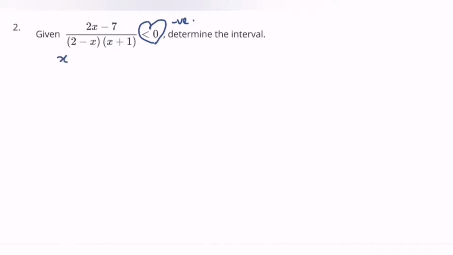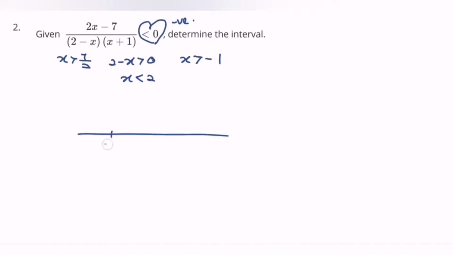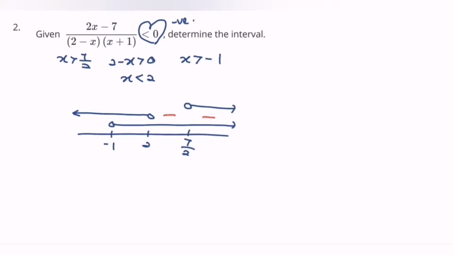So we have x greater than 7 over 2, 2 minus x greater than 0, x greater than negative 1. So rewrite the situation, x less than 2. Illustrate the situation in the real number line. So locate the values. So here we have negative 1 followed by 2 and then we have 7 over 2. Empty circle towards the right. Empty circle towards the left, empty circle towards the right. Kindly fill up the empty space with the negative sign.